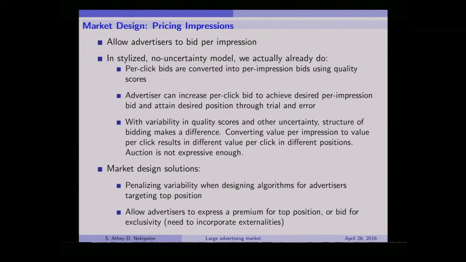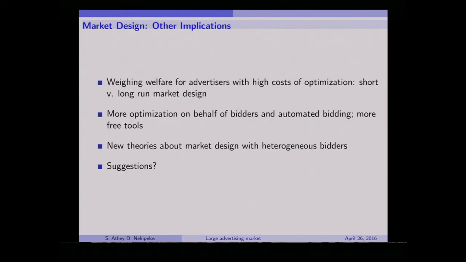So there are various market design implications once you understand how much of the market just wants to be in the top position. And generally, you want to weigh welfare for advertisers with high costs of optimization. The fact that we see advertisers not making changes even though we think they should, we should realize that we're inflicting costs on them when we change the system too much and make the system too variable.